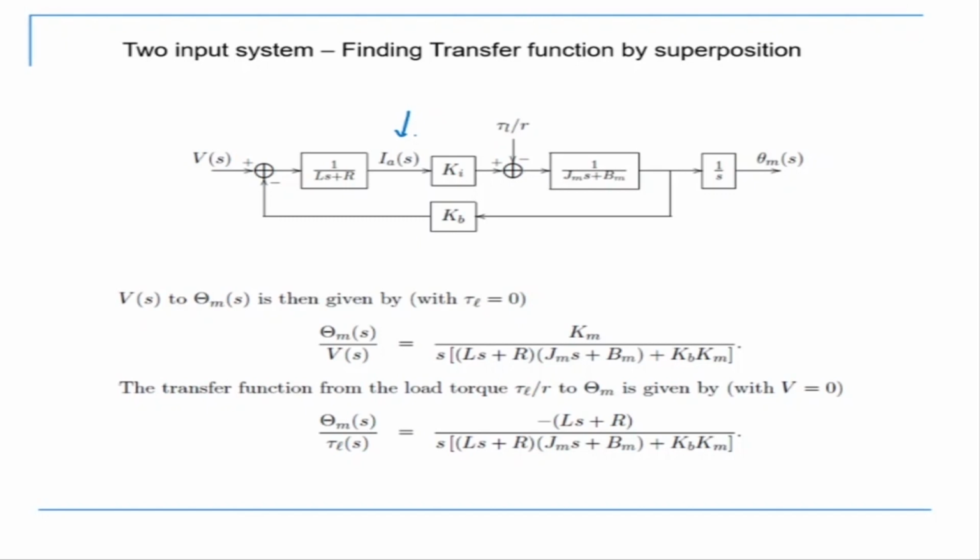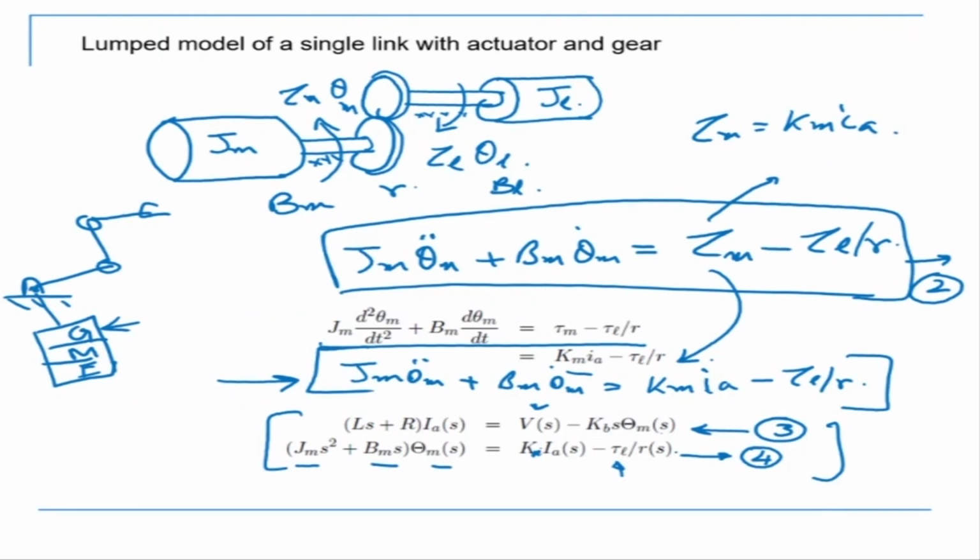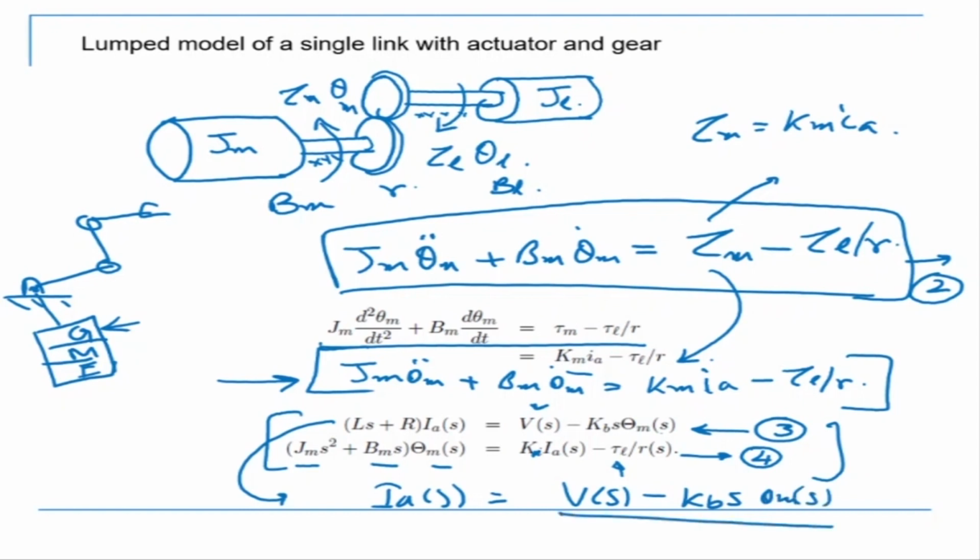And where did that come from? If you look at this equation, Vs is coming in. If I take this equation, IAS is equal to Vs minus Kb into theta ms, divided by Ls plus R. So this 1 by Ls plus R is coming and Vs is coming here. Vs minus Kb into S is on the top, and in the denominator it is Ls plus R.